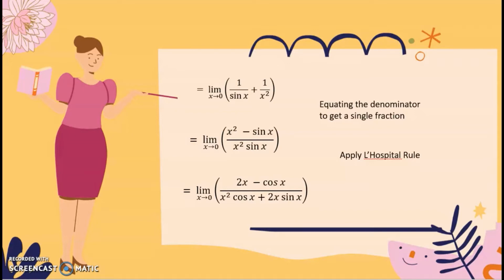After we equate the denominator, we have the limit as x approaches 0 of (x squared minus sin x) over (x squared sin x). And after that, we apply L'Hopital's rule.